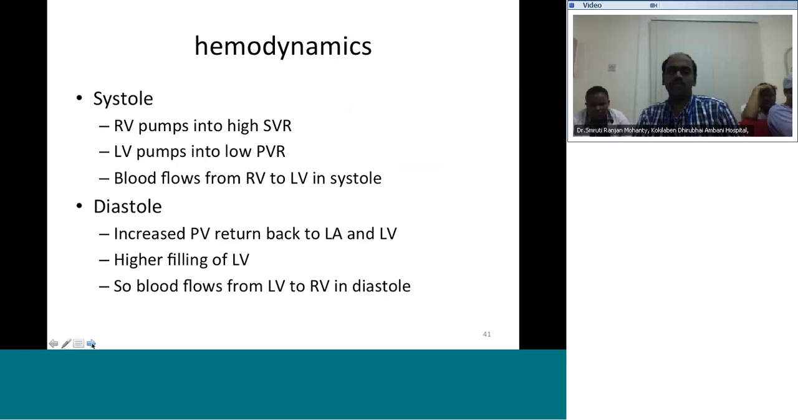Hemodynamics of a VSD. A short while ago we were discussing the hemodynamics of an ASD. In systole, the RV pumps into high systemic vascular resistance, and the LV pumps into low pulmonary vascular resistance. So blood will flow from RV to LV in systole. Just like we have a left-right shunt in any VSD, in transposition there will be a right to left shunt, RV to LV. In diastole, what happens? The increased pulmonary venous return comes back to the LA and LV and fills the LV better, so the blood flows from LV to RV. So RV to LV in systole and LV to RV in diastole.